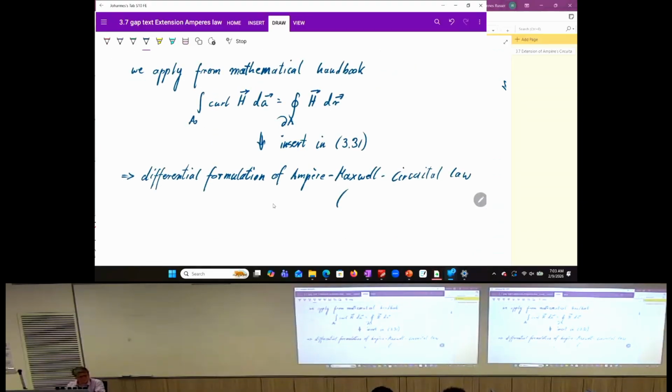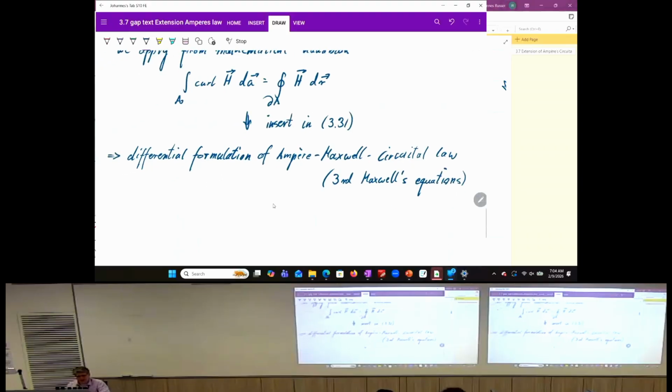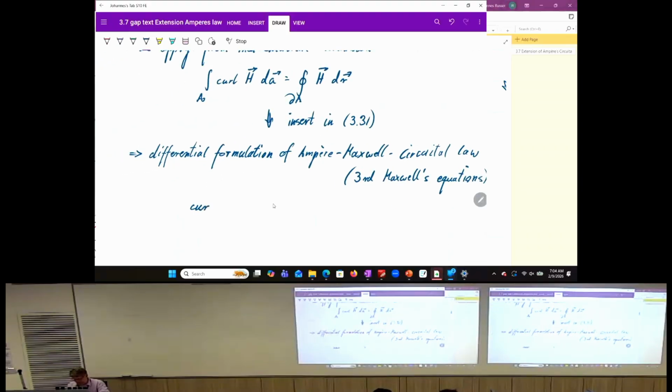And this Ampere-Maxwell circuital law, either in the integral or in differential form, is actually the third of Maxwell's equations. The Maxwell equations are composed of a set of 4 equations plus 2 constitutive relations, and they describe the electromagnetic wave phenomenon. So the curl of the H field is equal to the current density and the temporal change of the electric flux density.